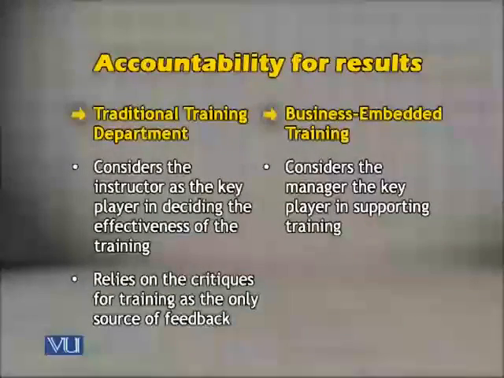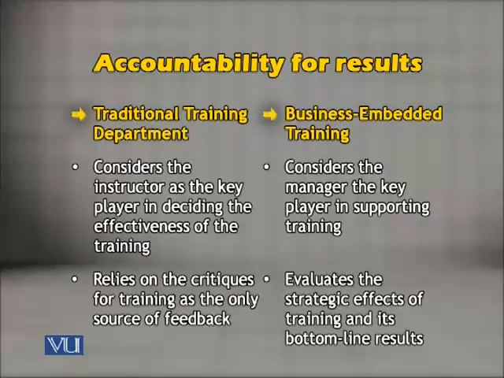And finally, a traditional training model relies on the critique for the training as the only source of feedback. So the employees who give feedback about the training program, that is the only source of feedback. Whereas a business embedded training model evaluates the strategic effects of training and its bottom line results. So the effect of training is not just analyzed through the feedback given by the employees. The actual effect of that on the strategic direction of the organization is also measured.